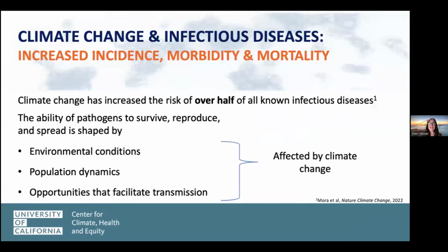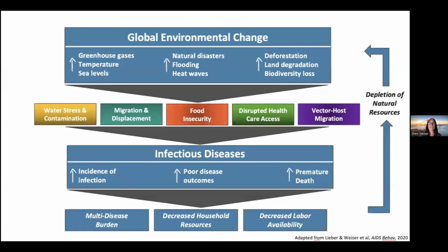So climate change, we know, has already increased the risk of over half of all known human infectious diseases. And this is because the ability of pathogens to survive and spread is really shaped by environmental conditions like temperature, precipitation, and humidity, but it's also shaped by population dynamics, such as the number and susceptibility of individuals and exposure opportunities that facilitate transmission. And we know that all of these factors are influenced by climate change.